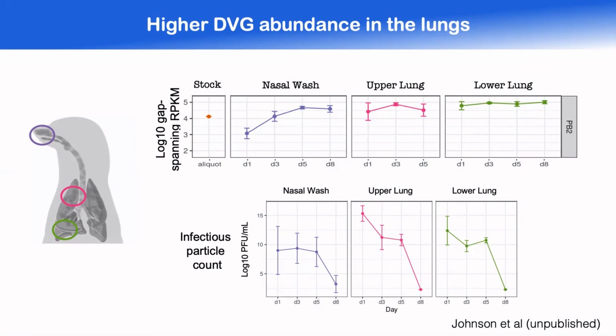So this is natural, what you would see in a natural infection, where you get a lot of flu and then little by little you lose it because you recover from the infection. But DVGs remain pretty high, at a high abundance in all the sites. And we see it's a higher abundance actually in the lungs than in the nasal washes.